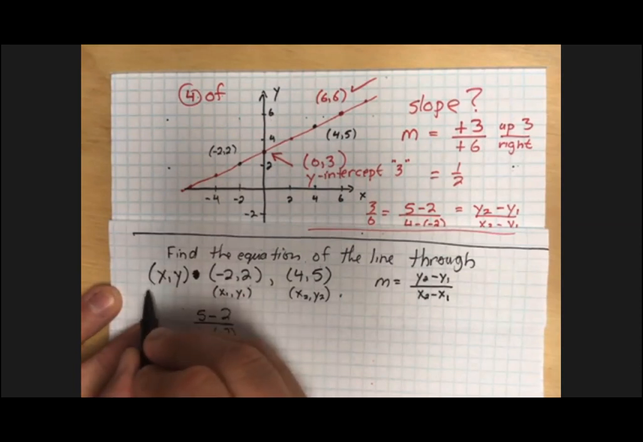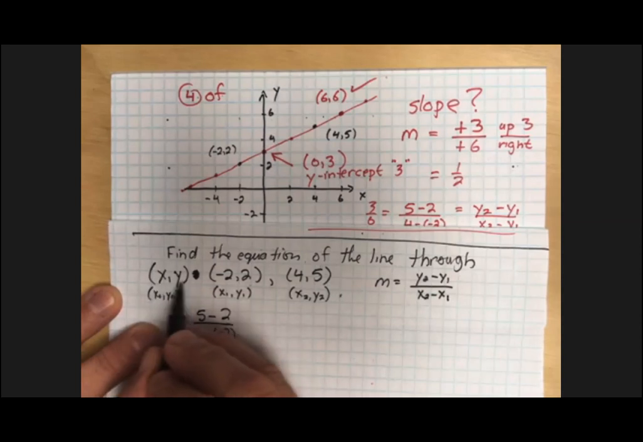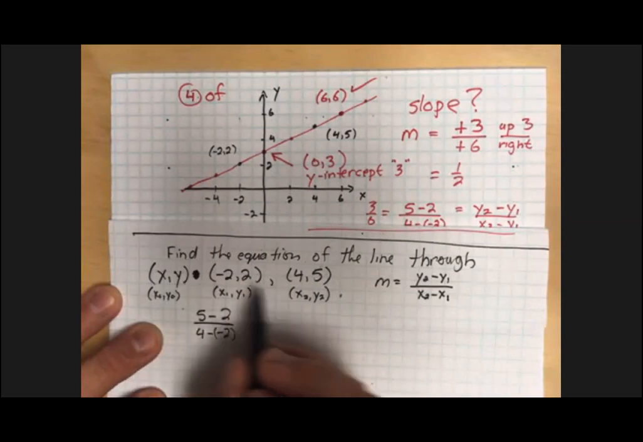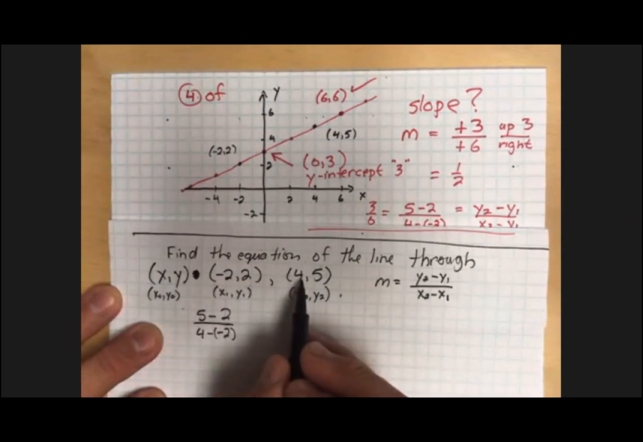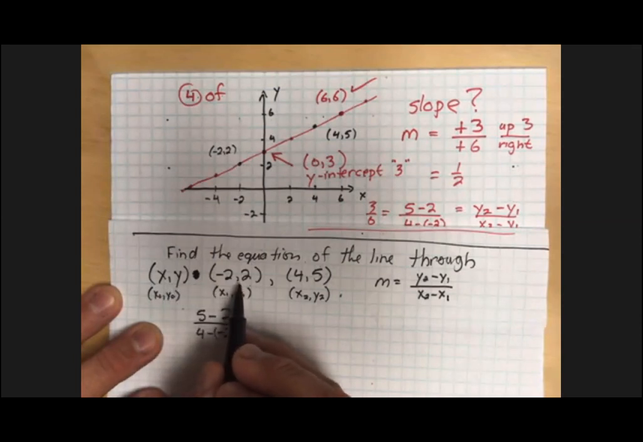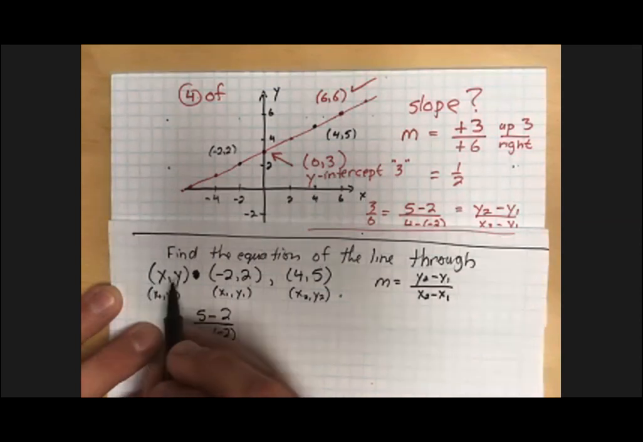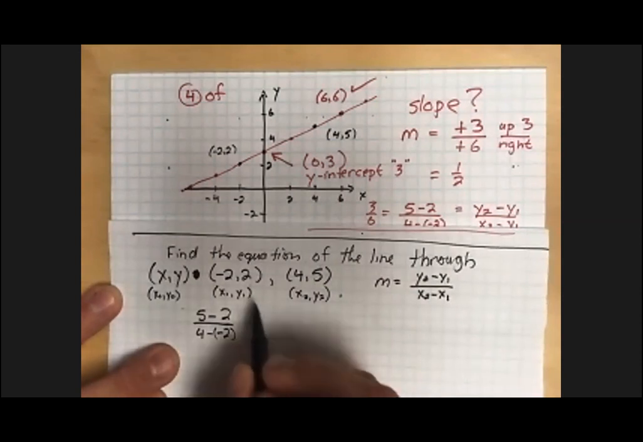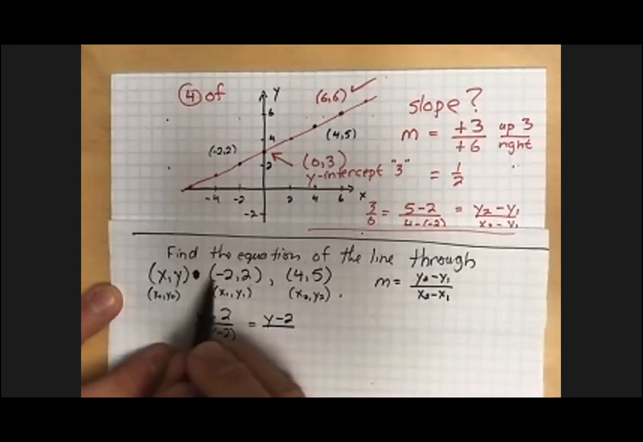You can call this x naught, y naught, but why don't we just call it x, y? What would be the slope between x, y and 4, 5? What would be the slope between x, y and 2, 2? What if I went from x, y to 2, 2? Let's say I can subtract in either order. y minus 2 divided by x minus negative 2.